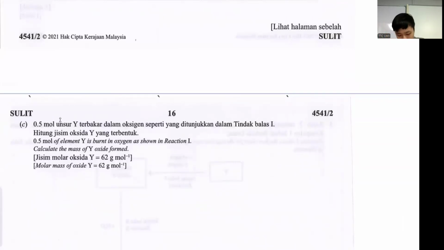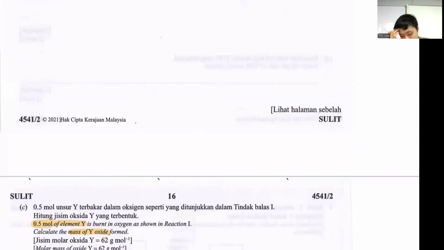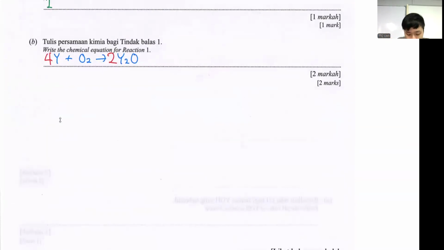Okay, so 0.5 mole of element Y is burned in oxygen as shown in reaction 1. Calculate the mass of Y oxide formed. So the information is 0.5 mole of element Y. Find the mass of Y oxide. This one is important, I bring the equation.